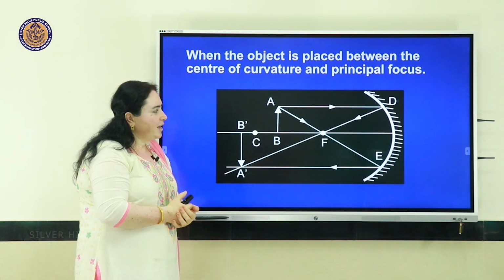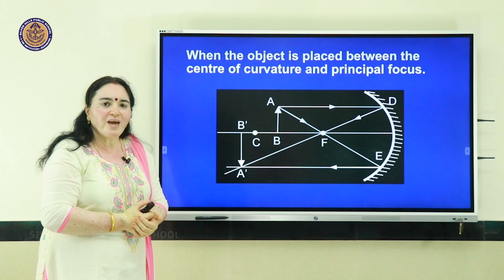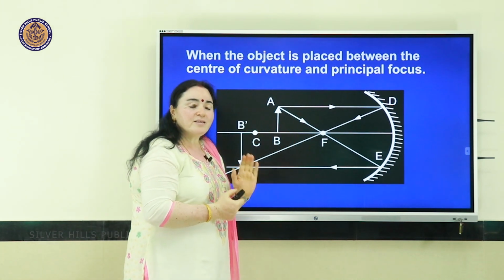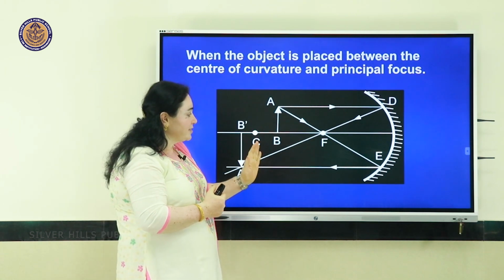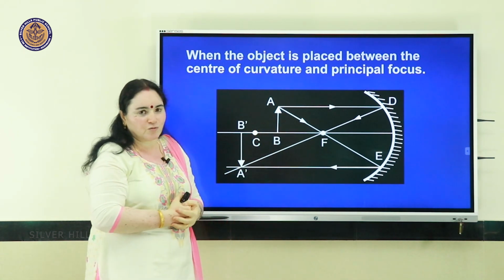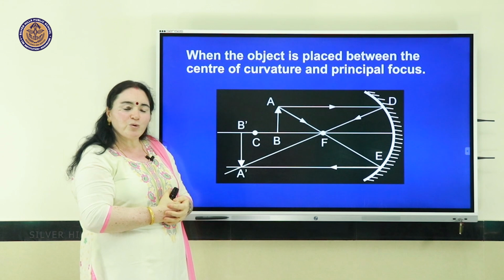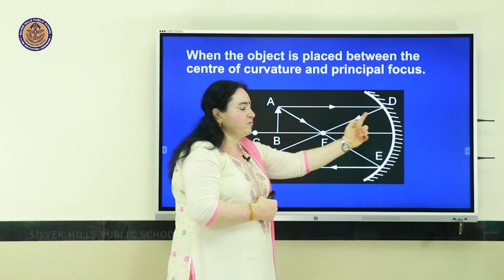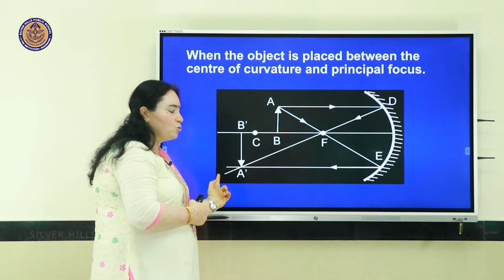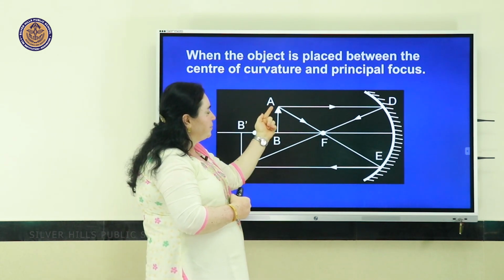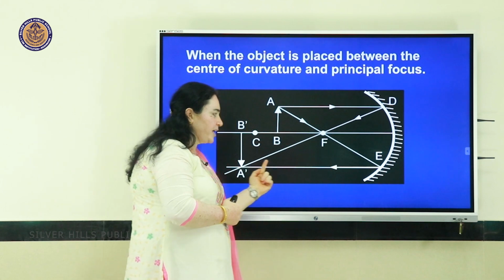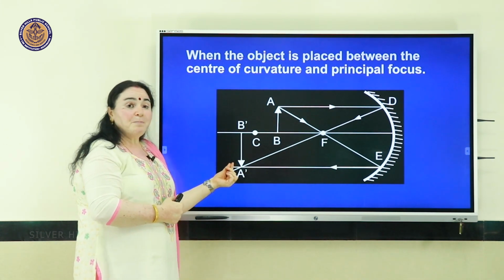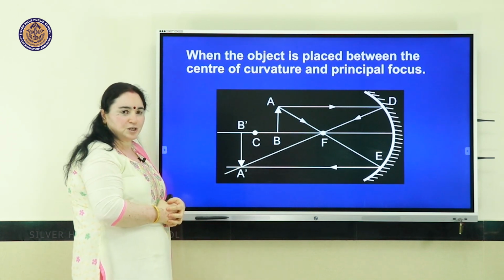Now look at the next figure, where I have kept my object now. I have pushed it inside the center of curvature. Like object is lying between the focus and the center of curvature. Again, we can use the first and the third rule. I have my parallel ray of light, reflected, passes through the focus. Ray of light passing through the focus after reflection becomes parallel to the principal axis. They meet at a point beyond the center of curvature.